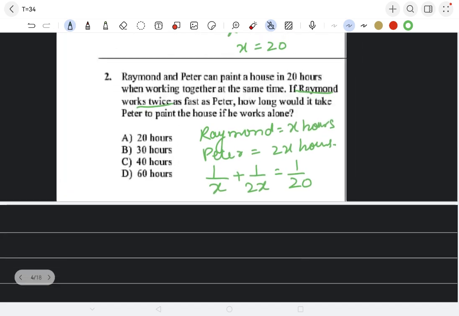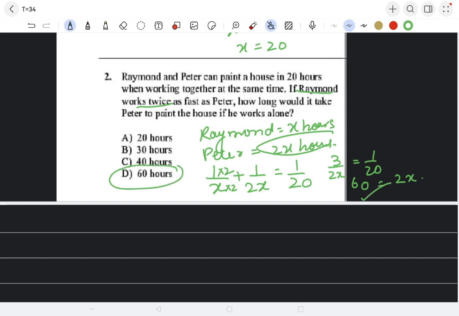So now I'm going to solve it. We have to make our denominator the same. So that is going to be 3 over 2X equal to 1 over 20. 60 equals 2X, and they're asking for Peter. So Peter is 2X, so its answer is 60. So 60 is the right answer. So this was all about question number 2.